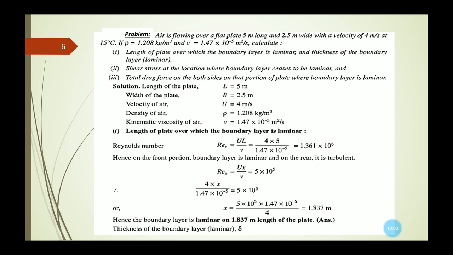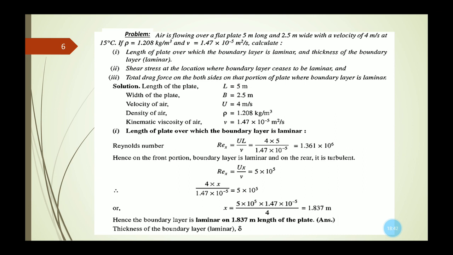Now here we need to calculate the length of the plate up to which the boundary layer is laminar. So that means we need to find L, which is actually x. To calculate it, we will consider the upper critical value of the Reynolds number, which is 5 × 10^5. So the Reynolds number equals 5 × 10^5, and from this relation we will find the length of the plate up to which the boundary layer is laminar.